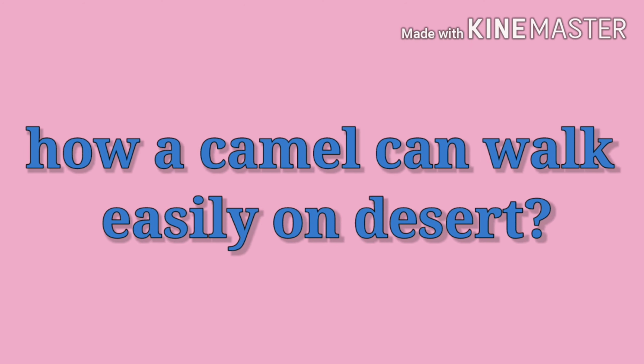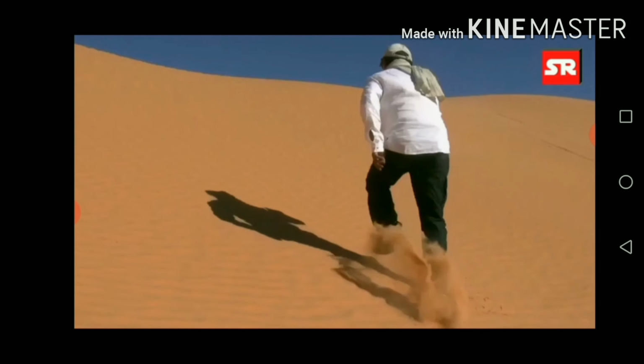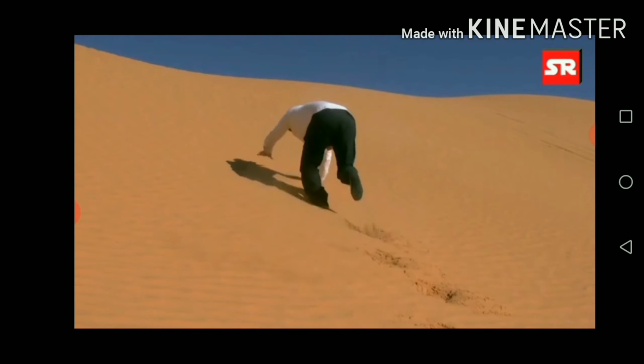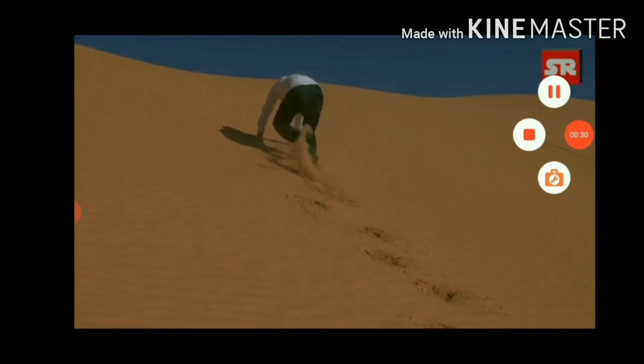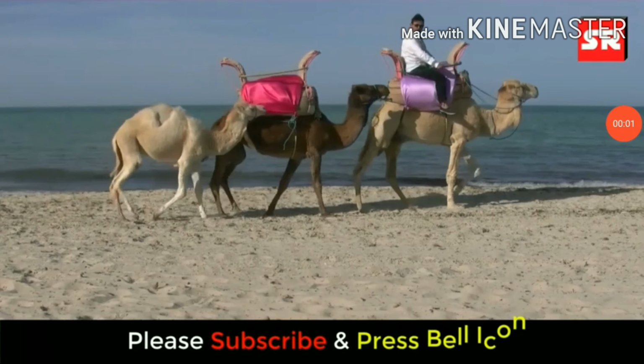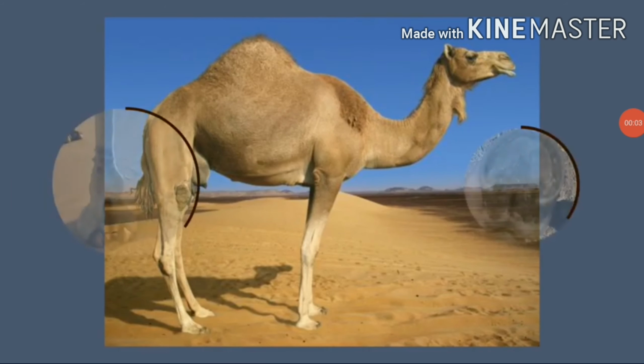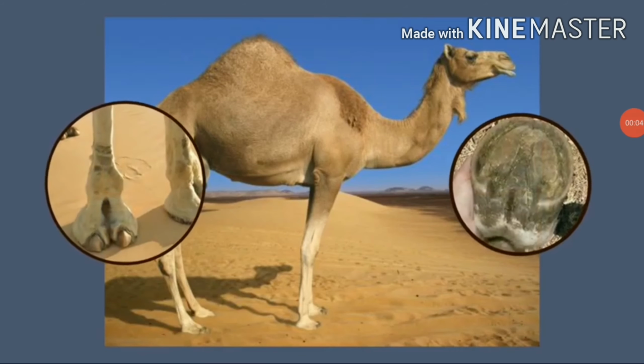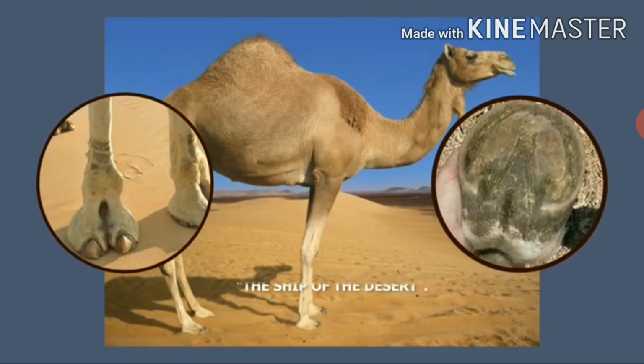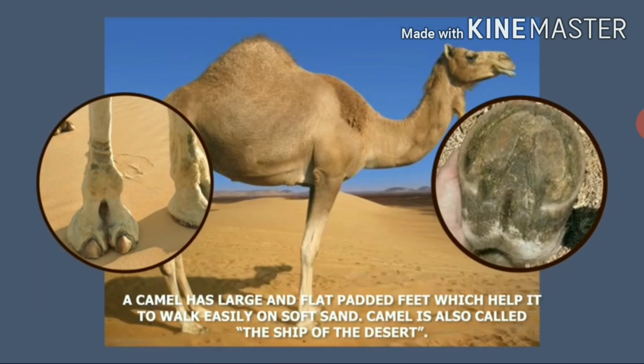Next application. How can a camel walk easily on the desert? If you observe, it is very difficult for us to walk on a sand surface. Yes or no? Then how can the camel walk easily? It is due to the particular shape of its feet. If you observe its feet, they are large and flattened. That means the contact area is more, so the total weight of the camel spreads over the larger area of its feet. That's why it applies less pressure on the desert. That's why it can walk easily.